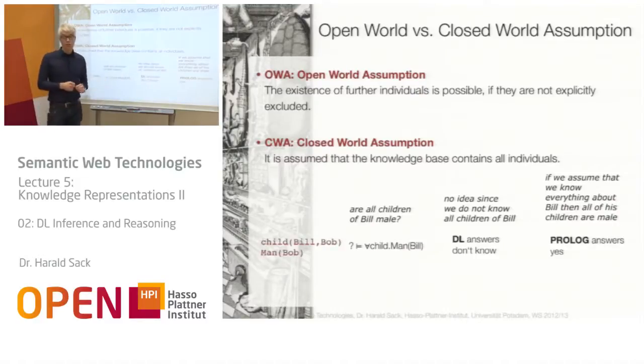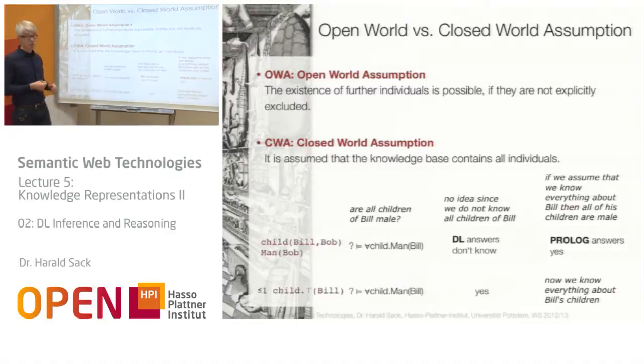For the description logics, we have to refine the knowledge base to make a statement whether all children of Bill are male or not. So, for example, we have to extend our knowledge base with this expression where we say, okay, we have the role child, and if we apply this to our individual Bill, we restrict it and say, okay, Bill has at most one child. So there cannot be another child, and then we can deduce that all children of Bill are male. So you see, to make statements like that and to get an answer, you have to refine your knowledge base.